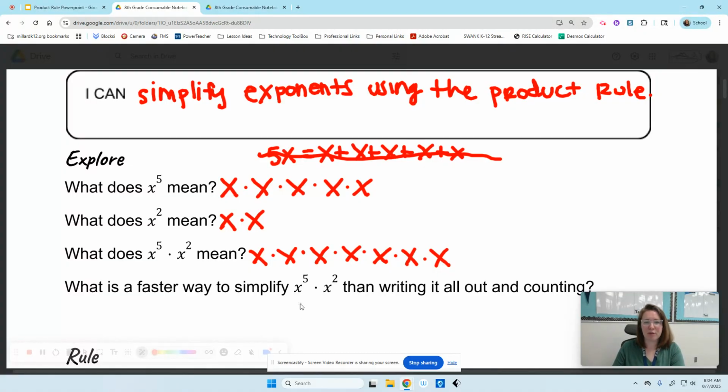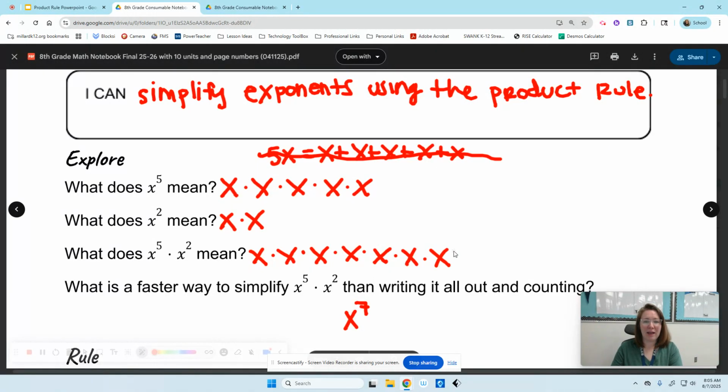What's a faster way to simplify that than writing it all out and counting? That's how I know we got 7. Well, we can just add 5 plus 2, x to the power of 7. Much quicker than writing it all out and counting. And that right there is the product rule. Product means multiply. The word product means multiply.